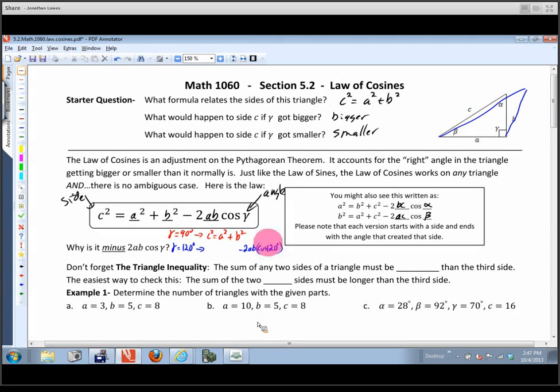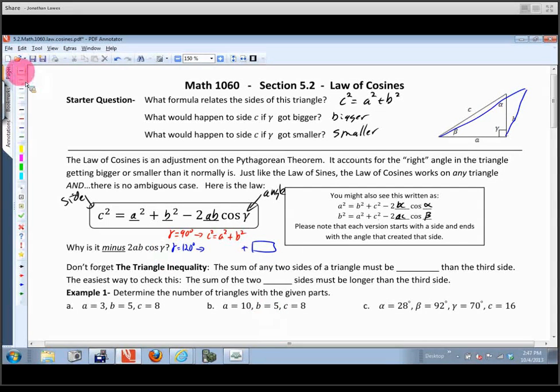Cosine of 120 degrees is negative 1/2. So a negative times a negative, we'd actually end up adding something. So we end up adding whatever that particular quantity happens to be.